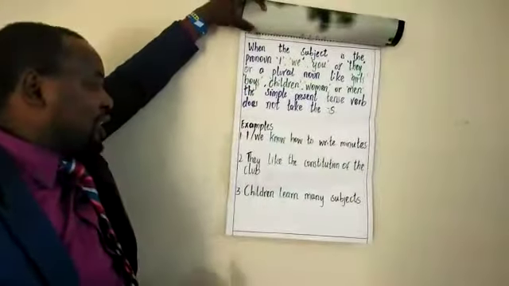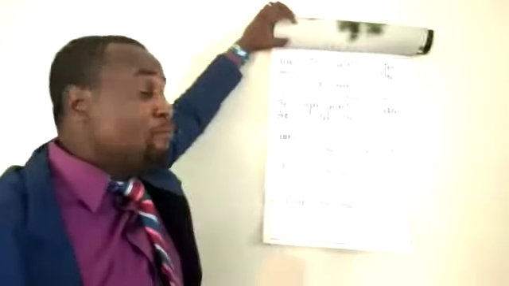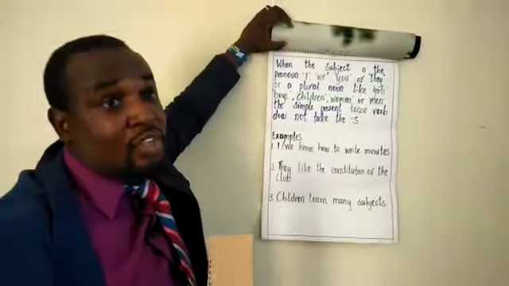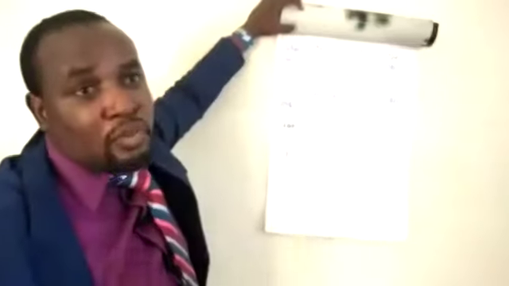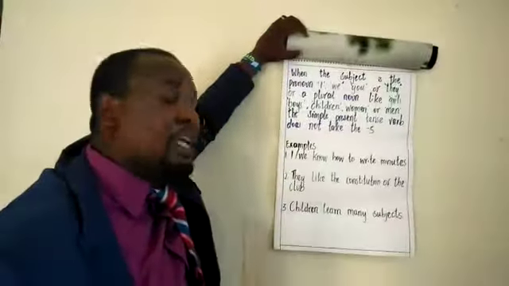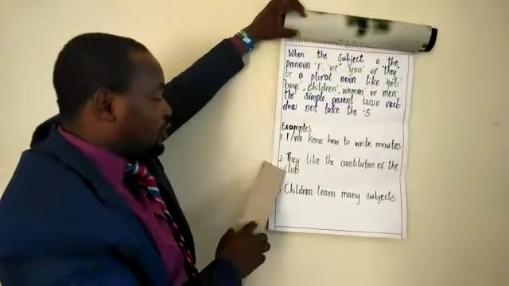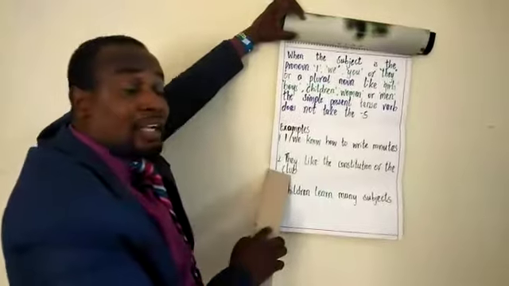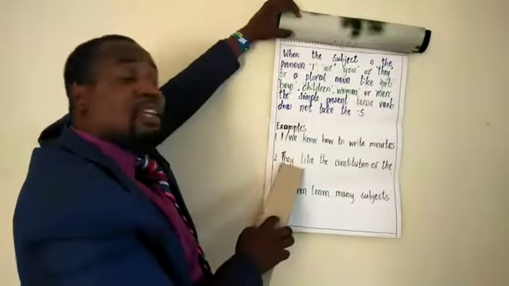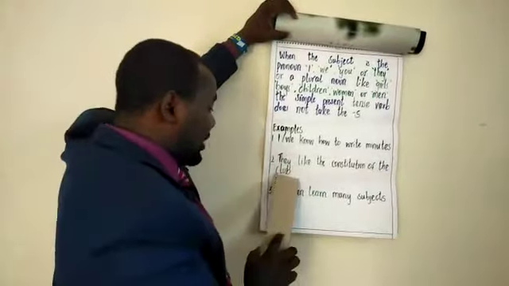Example, in a sentence we say, I know how to write minutes. Don't say, I knows. No. I know how to write minutes. We know how to write minutes. We don't say we knows. We say we know how to write minutes. Example 2, they like the constitution of the club. They is in plural form.